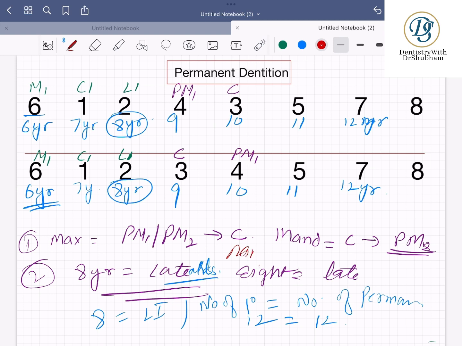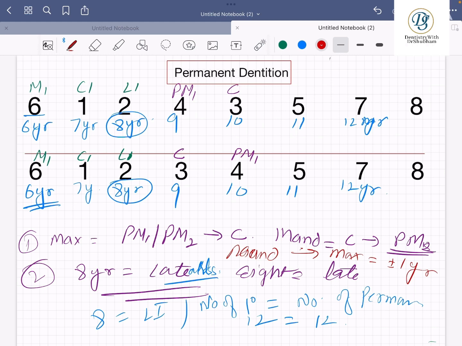Now for the range, as you know, our mandible erupts before maxilla. So there is the rule of plus and minus 1 here. In mandible, just subtract 1 for range. In maxilla, add plus 1 year for age. Very simple. When the 6 appears, 6 to 7 you can see in both. This is the only exception. 6 to 7 years for both.